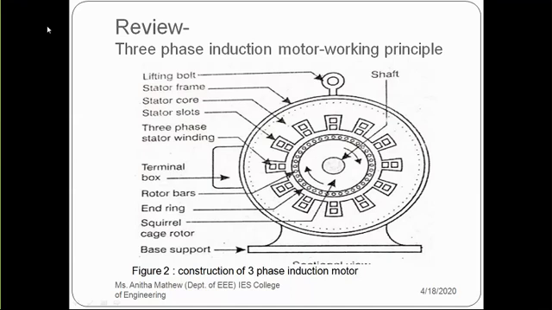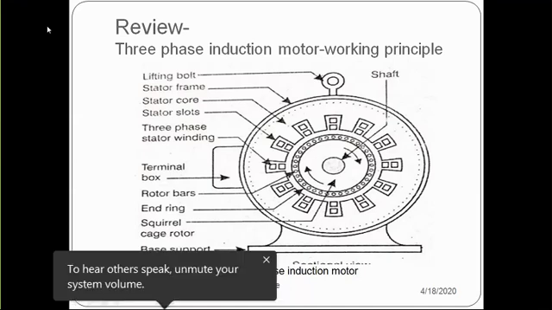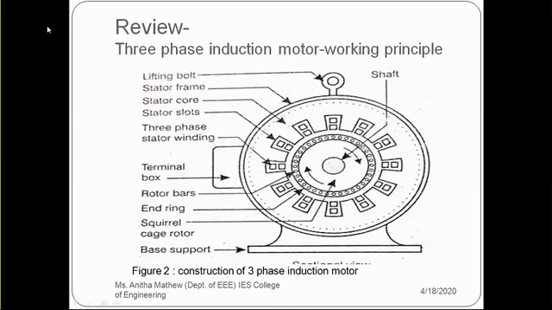Then the rotor. On the outer periphery of the rotor, in the slots, either copper bars or aluminum bars are placed, or windings are placed according to the rotor type.